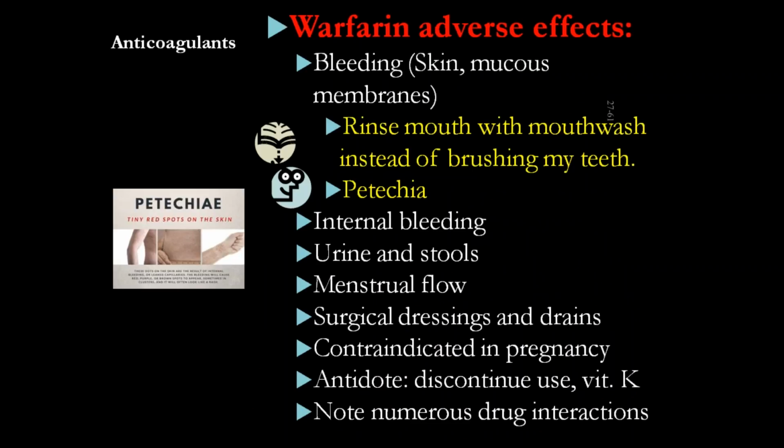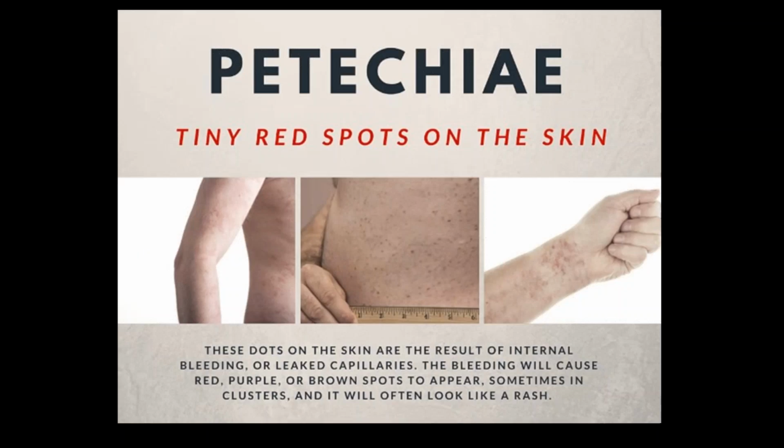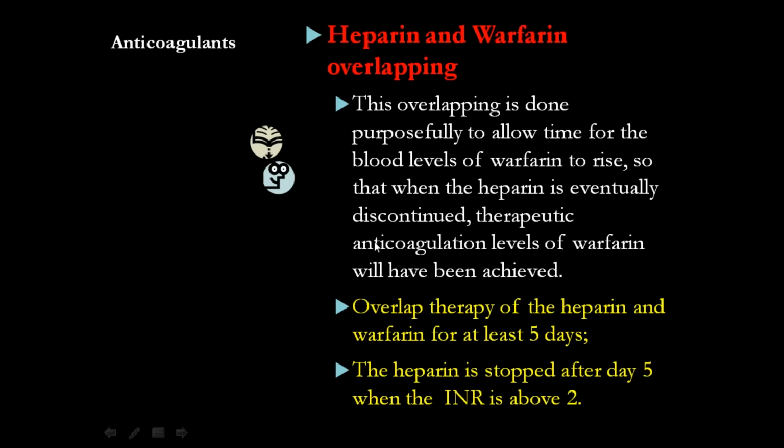If you know that the patient is receiving warfarin, you don't want them to brush their teeth because it can produce bleeding. So what they do is rinse the mouth with mouthwash instead of brushing teeth, and check for lesions, petechiae. Petechiae are tiny red spots on the skin. Those are actually microvessels being broken, showing as small red points in any part of the body.